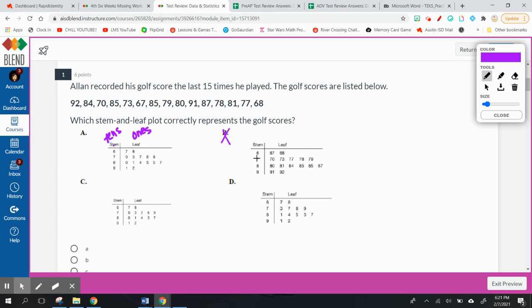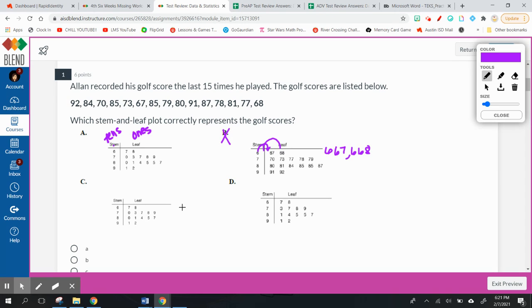We can immediately get rid of B because if we read it as it is, this would say that he's got a score of 677, a score of 668, which is definitely not the case. So immediately, I hope you got rid of B. The next thing we're going to focus on is how to work smarter, not harder, because there are a lot of scores and we have a lot of information on each one of these graphs.